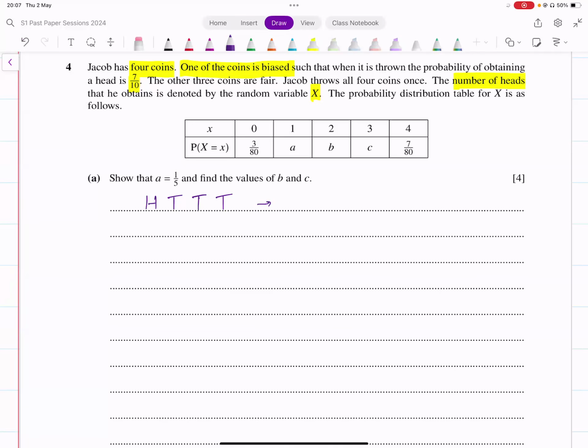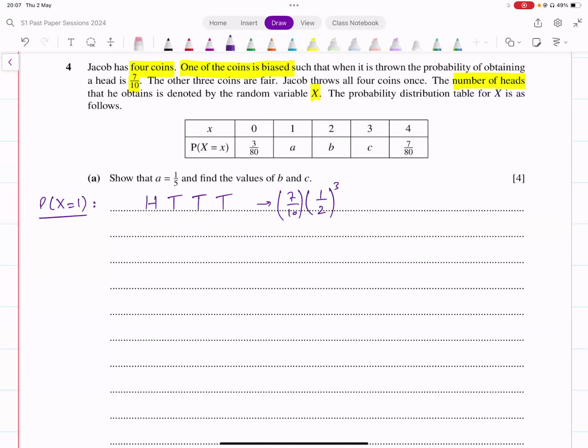So for now, what we're doing is the probability of x being equal to 1. How can we get 1 head? That's what we're trying to find out. If the first one is heads, what's the probability of that? Probability of the first one being heads is 7/10. And then for the remaining 3, the probabilities are 1/2 for each of them. So 7/10 into 1/2 into 1/2 into 1/2, you can say that's 1/2 raised to the power 3, right? Because 1/2 into 1/2 into 1/2, that will just be the cube.